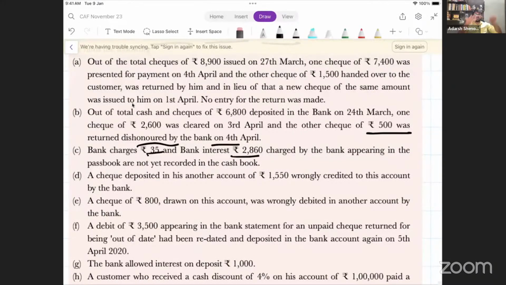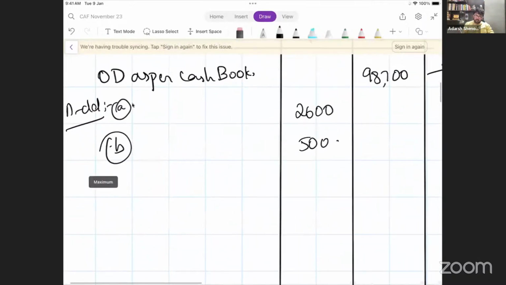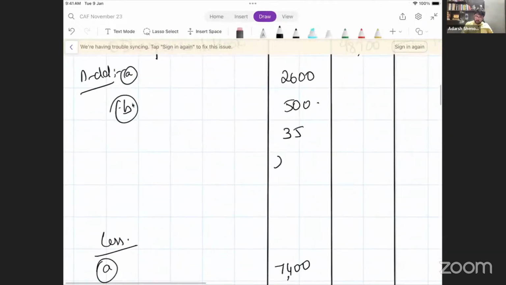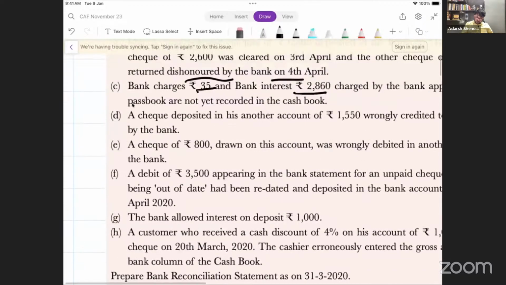Same thing with bank interest also. It's charged by the bank. Passbook has gone down, so now we will have to add. You can combine it and write, or you can write separately also. I'm following my method consistently, so I'm treating it separately.